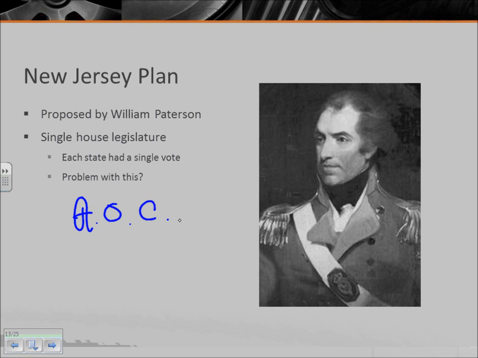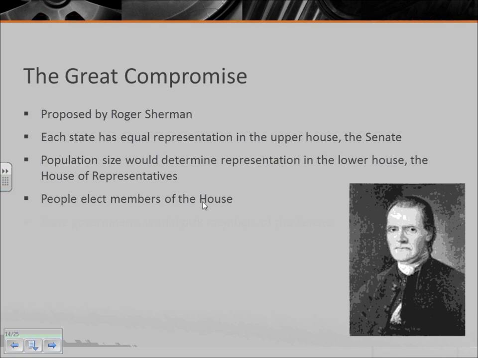And then you've got states with maybe a few thousand people that are just as equal as a state with 500,000 people. So it's kind of a complicated situation. But obviously, something has to happen. They can't stick with the status quo or the Articles. They've got to change things. So they're going to create a compromise. Not just a compromise, but the Great Compromise.